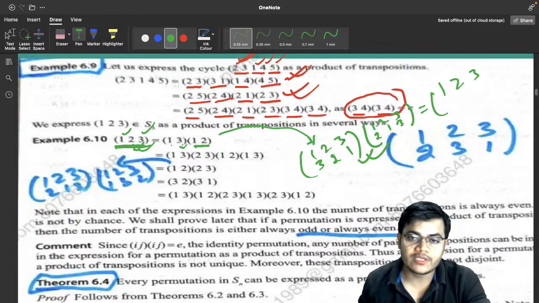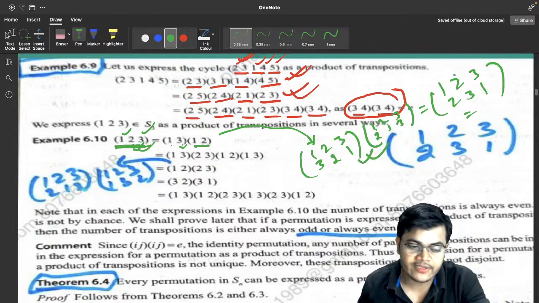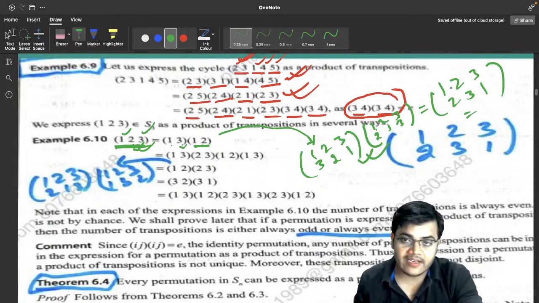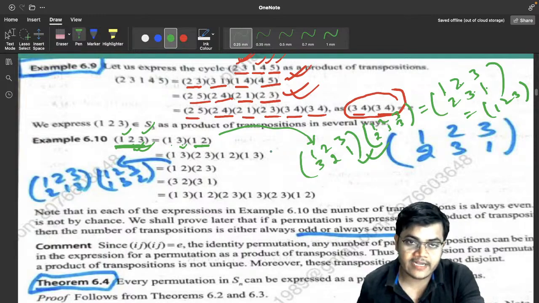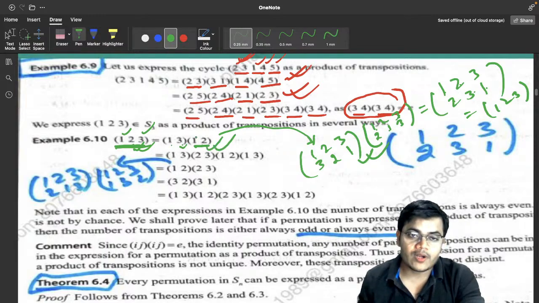So 3 is going to 1, and 2 is going to 1, 1 is going to where? 3, and 1 is going to 2 and 2 is going to where? 2. So here you can see, if you write this as a cycle, 1 is going to 2, 2 is going to 3 and 3 is going to 1. So in cycle notation this is the thing. So you have seen how this product is nothing but the same as this cycle.